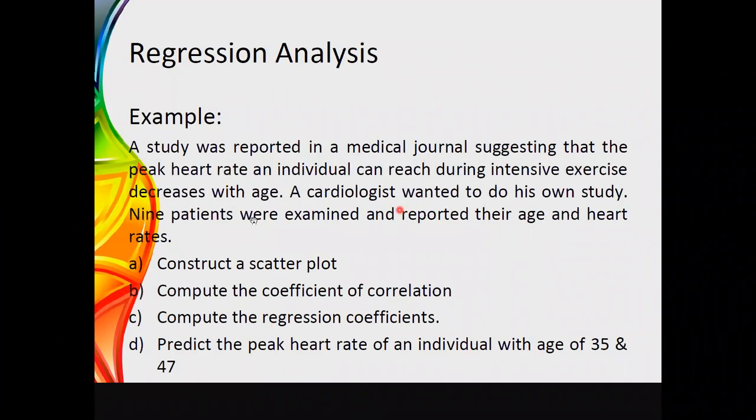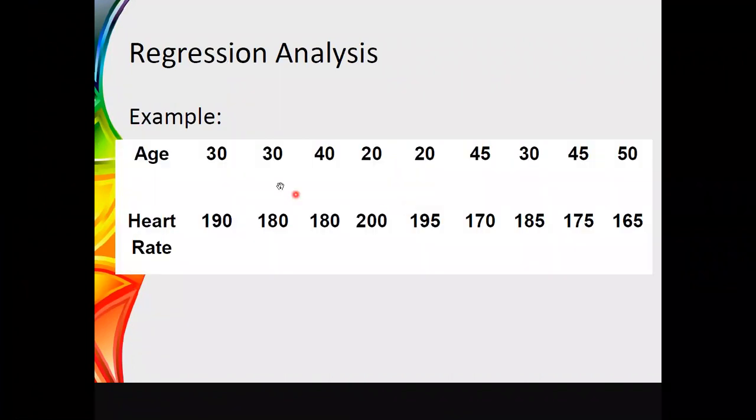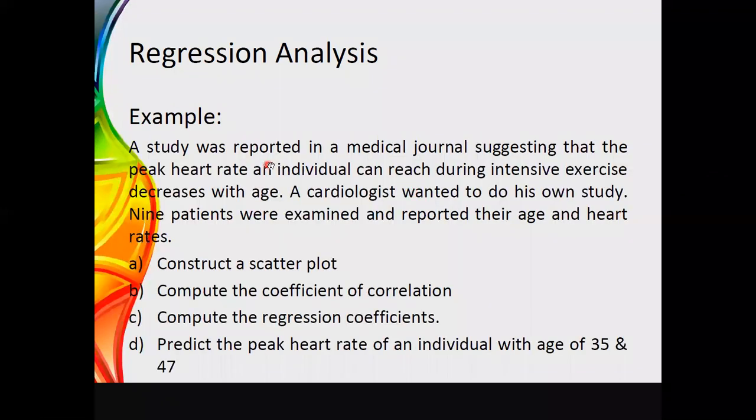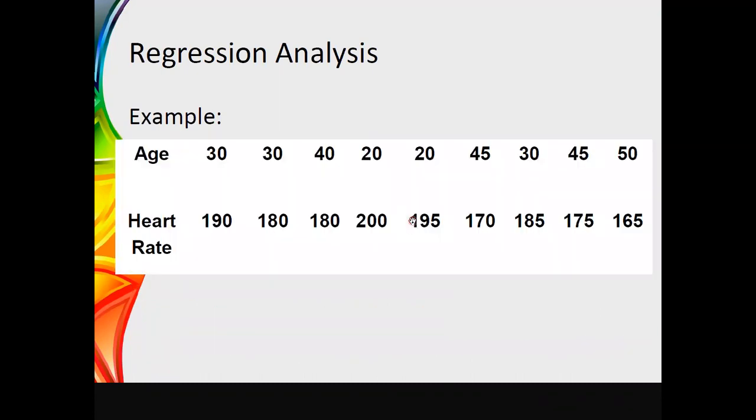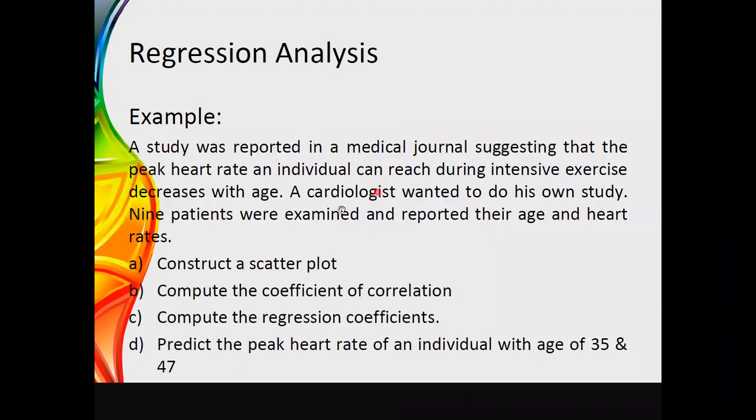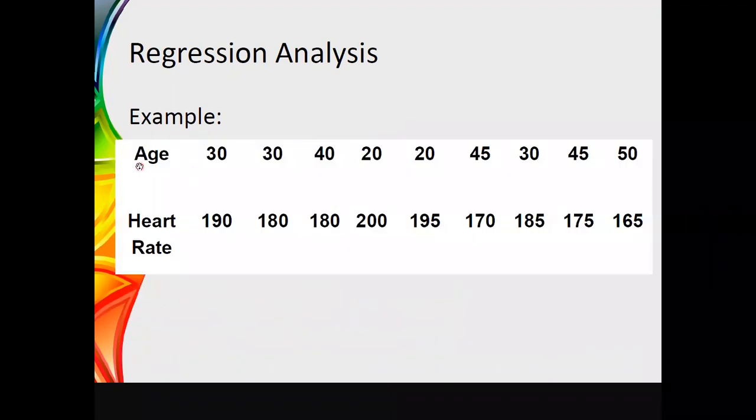And this is an example we can consider. Here in this data set, they have measured age and heart rate. This is the set of data we have identified. According to the cardiologist, the person needs to study how the relationship is between the age and the heart rate. Therefore, he has performed a study and observed this set of values for age and this set of values for heart rate.